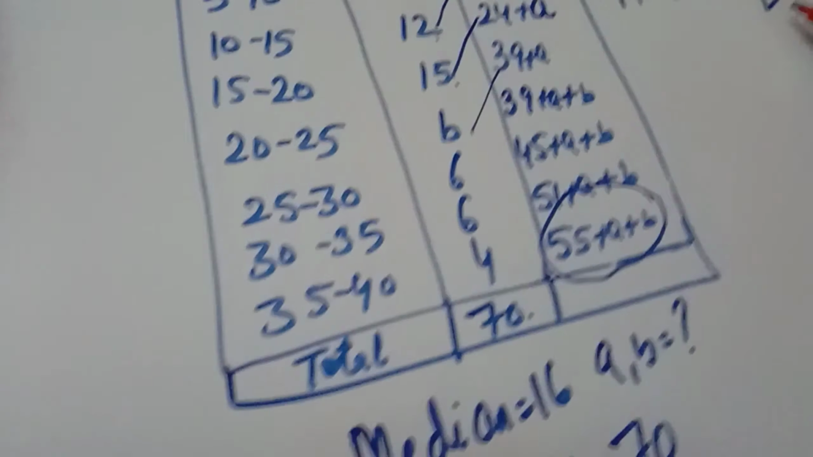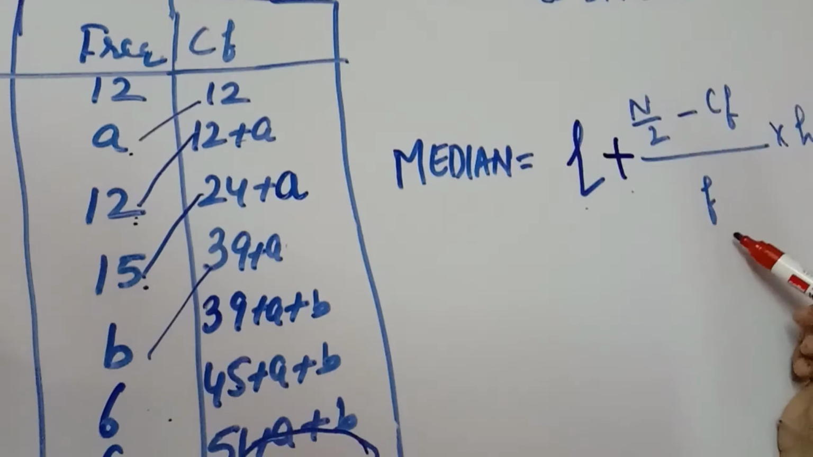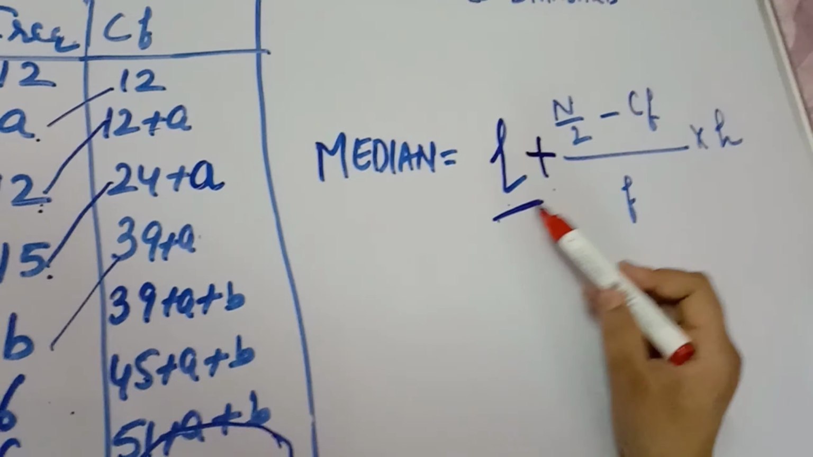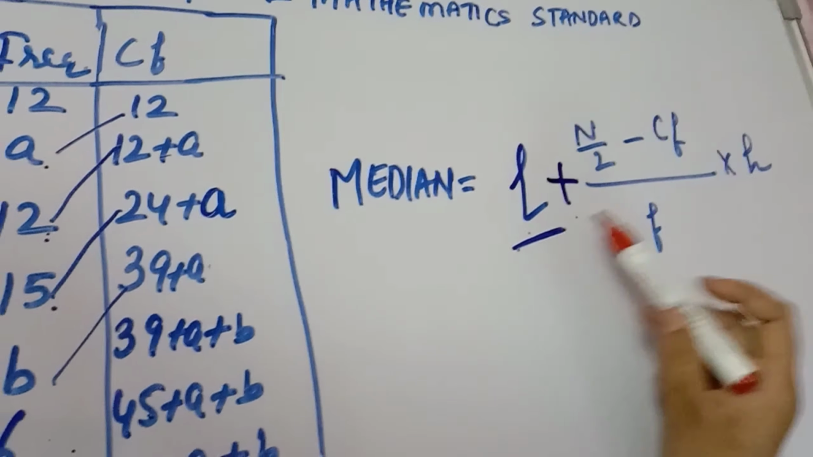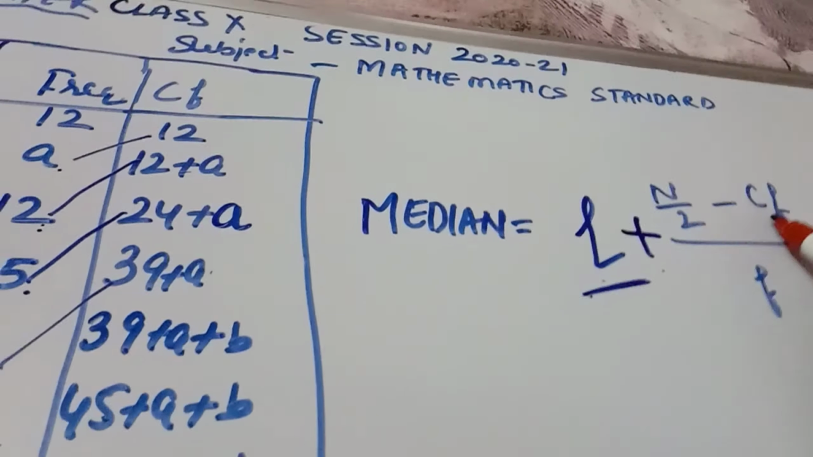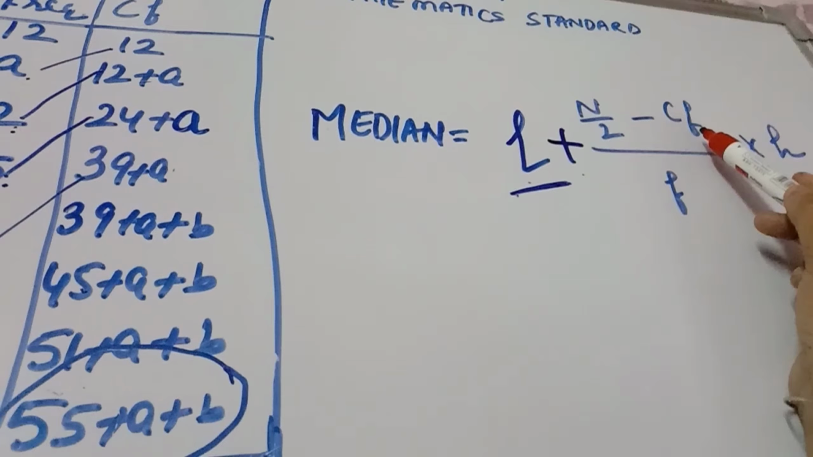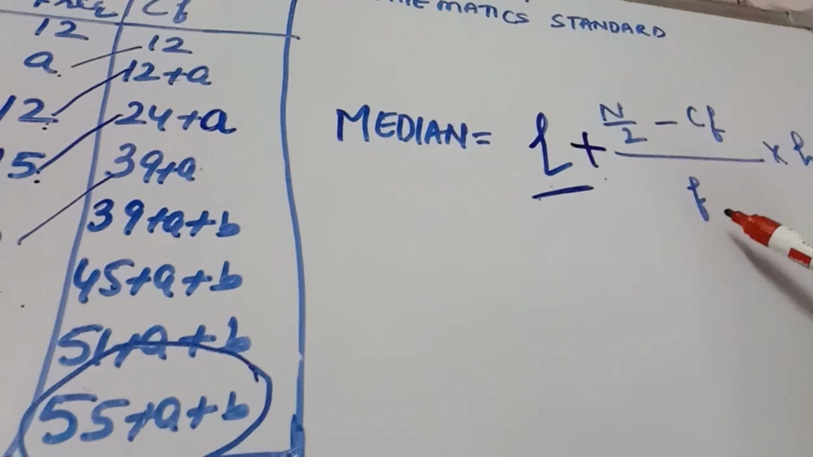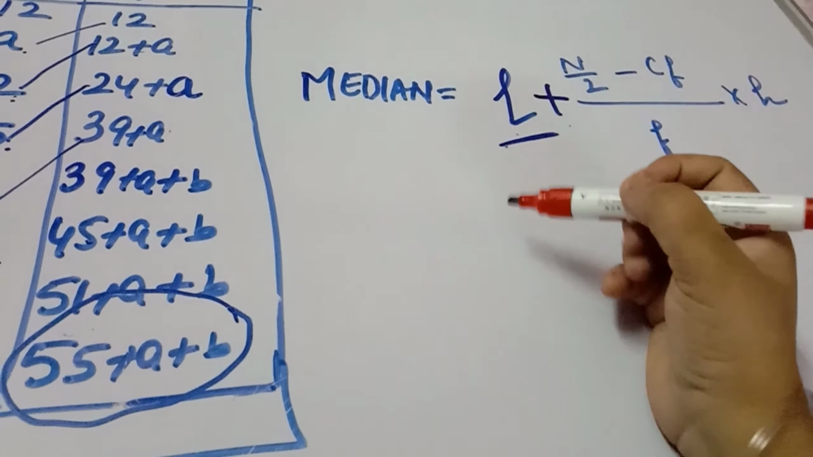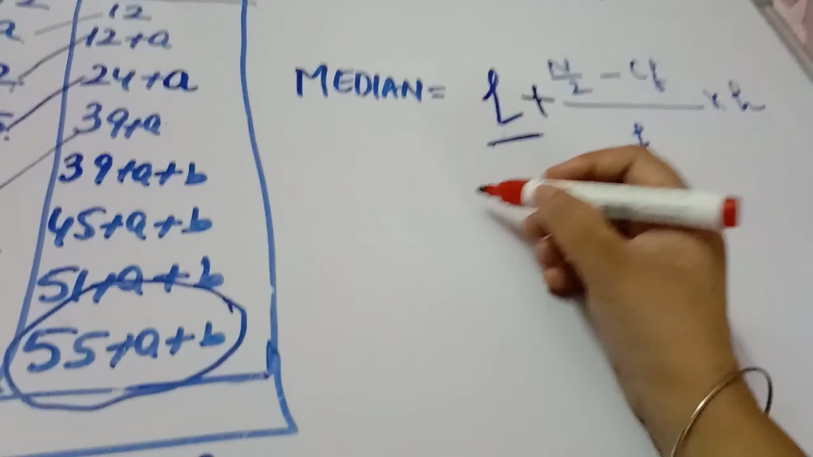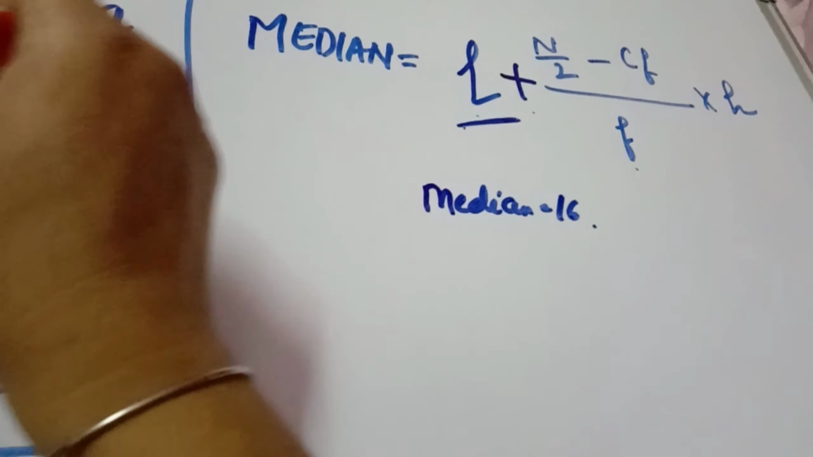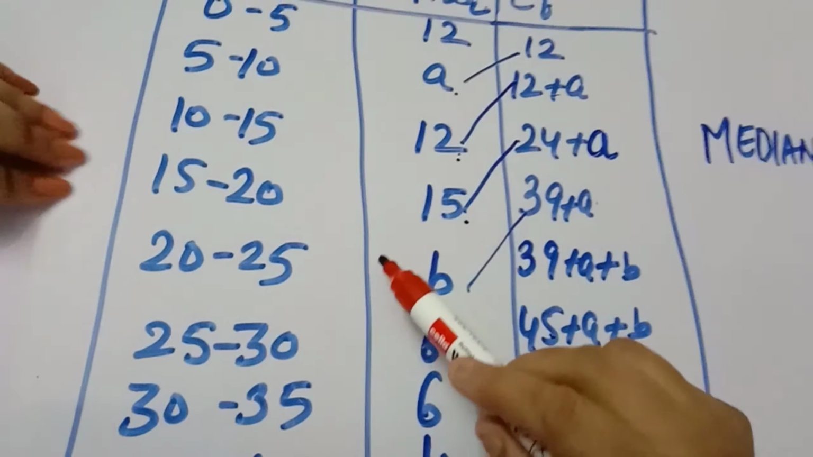Now the median formula is L plus N by 2 minus CF over F into H. L is the lower limit of the median class. N by 2 means 70 over 2, 35 will come. CF is the cumulative frequency of the class preceding the median class. F is the frequency of the median class and H is the class size. So you see, median is given 16. Firstly you have to find the median class from here.